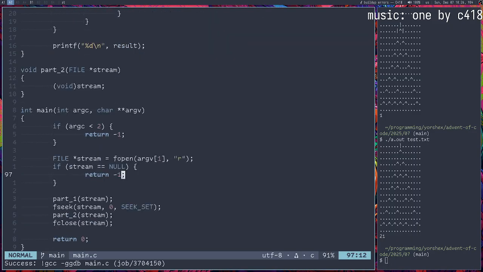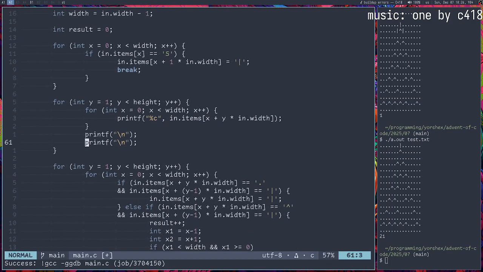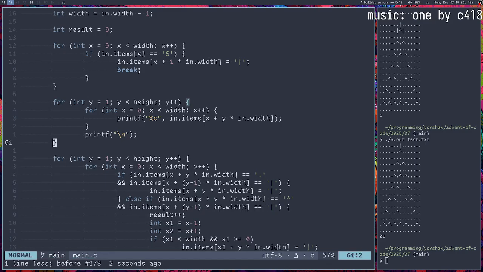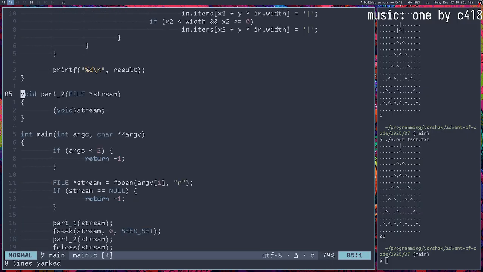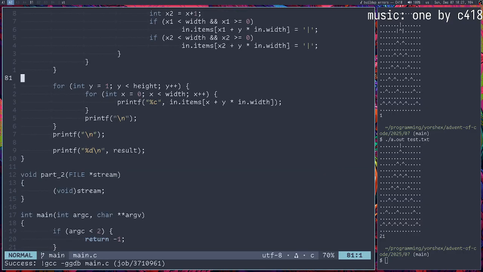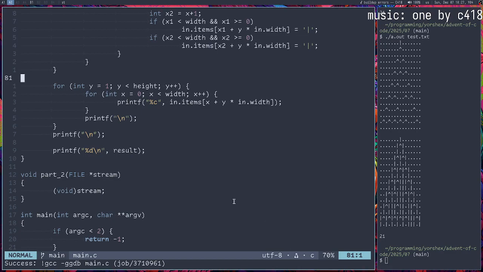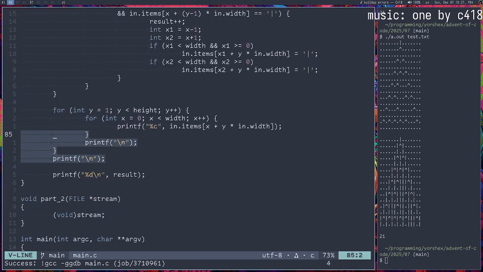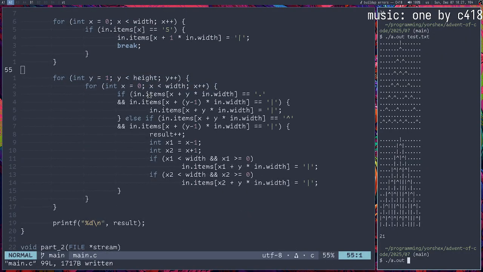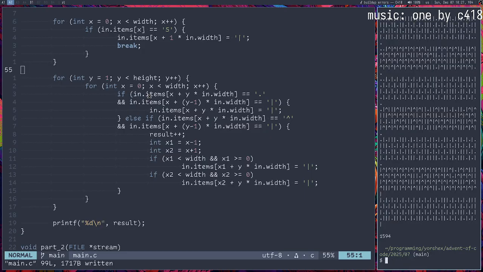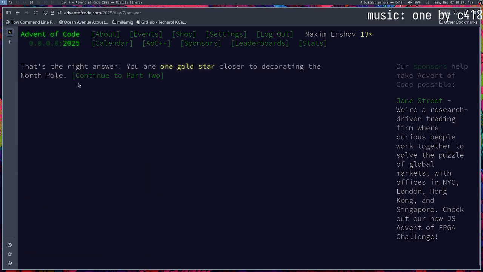Yeah, now it says 21. Ah, fuck. And if I try to print this, it shows exactly what we want, right? So now I can probably remove these prints and try these on the actual input. That is the right answer.